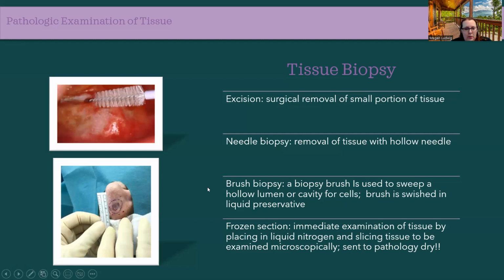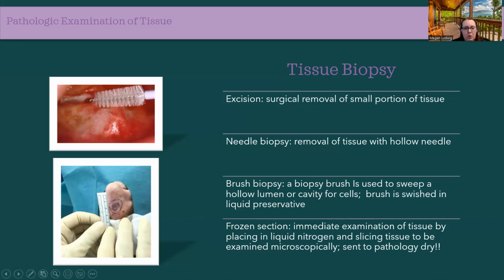Then you have a brush biopsy. This can be done if you're doing maybe an EGD or in the lungs, and they want to brush up against the hollow tube of maybe the bronchi to see the cells on that lining. They can use a brush. We'll brush the sides for the cells, and then you're going to swish that brush into a liquid preservative. Now, some facilities will even make you cut off the tip of the brush and send that for a specimen as well, just to be double sure.